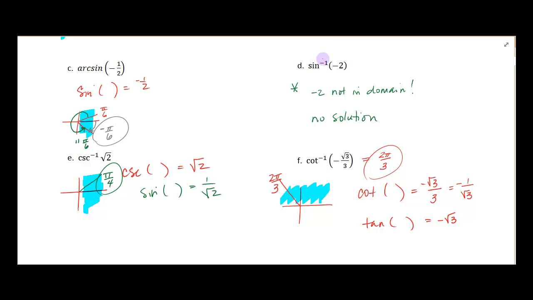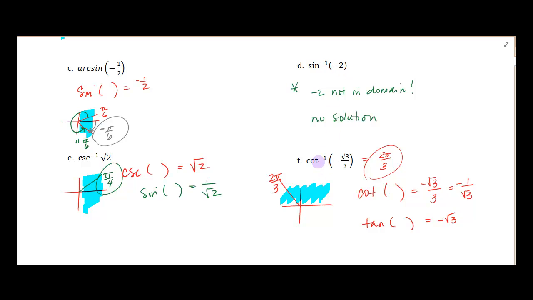When I take the inverse sine of -2, I tried to trick you on this one. -2 is not in the domain for inverse sine. Remember, my possible input values for sine are only numbers between negative and positive 1. So since this is outside of my domain, there's no solution to it. Just watch out for that.